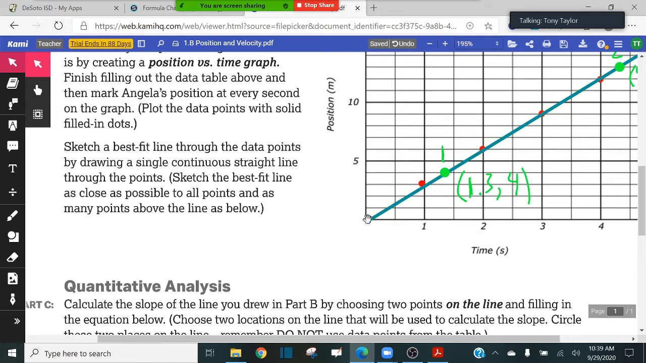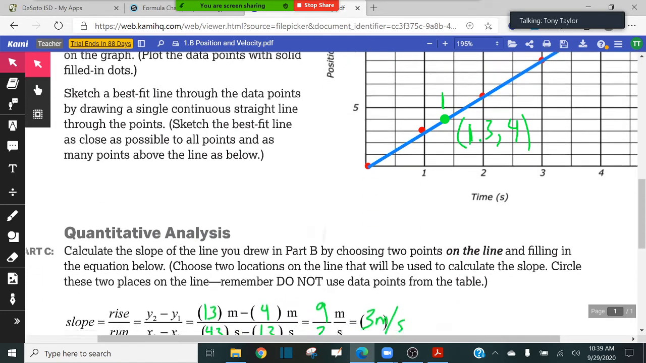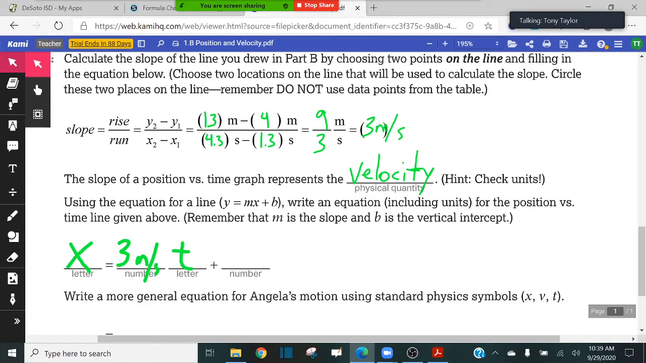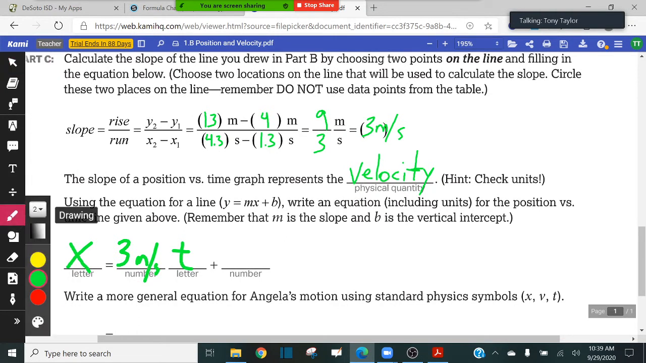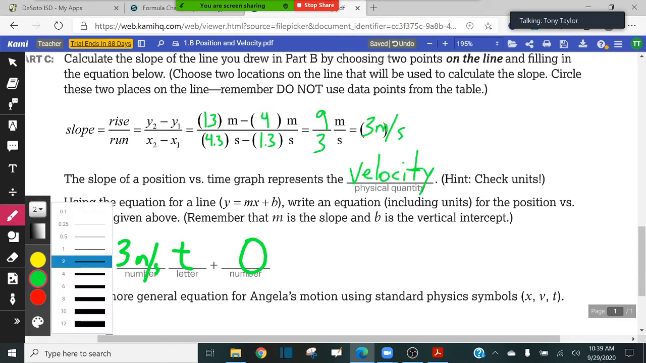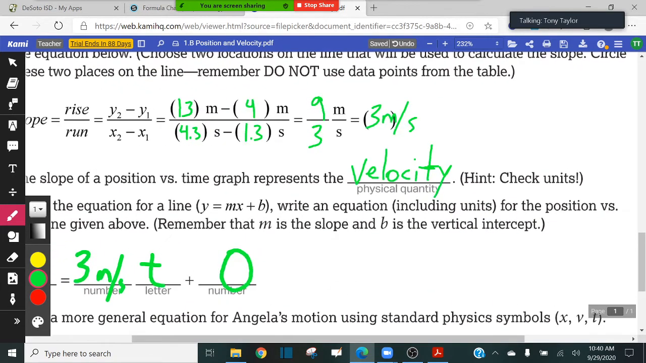Because remember, the y-intercept is wherever the line crosses the y-axis. So here, for this particular equation, the y-intercept is just zero. Okay. Of course, we're going to see more equations in the future where we're going to have different y-intercepts. But here, the y-intercept is zero.